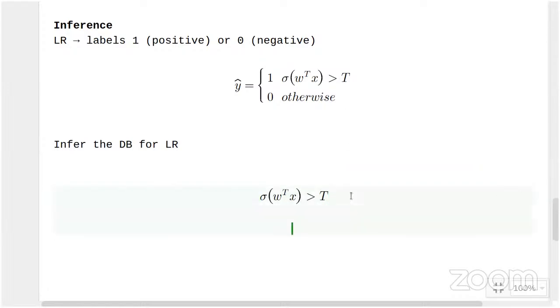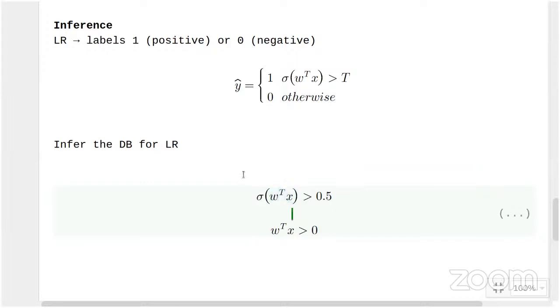This is equivalent to, I'll just take the case of a 0.5 threshold, it's easier. Remember, when is the sigmoid function greater than 0.5? When the input to the sigmoid function is greater than 0, the output is greater than 0.5. And when the input is negative, it's less than 0.5.